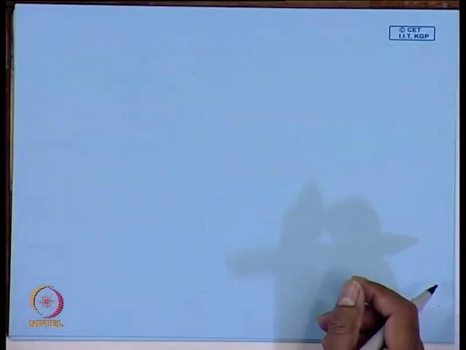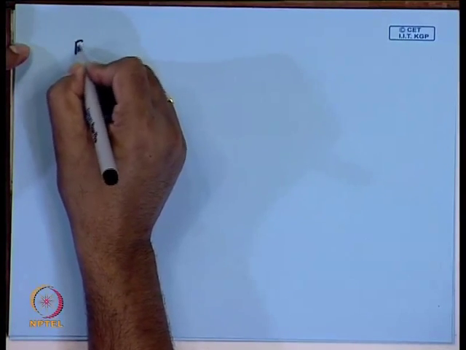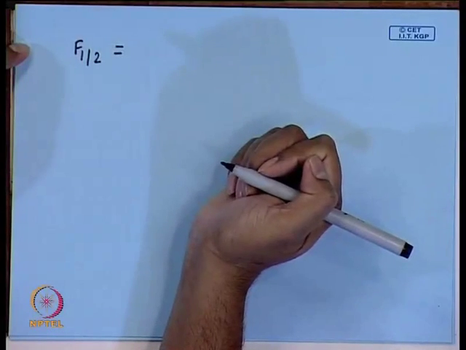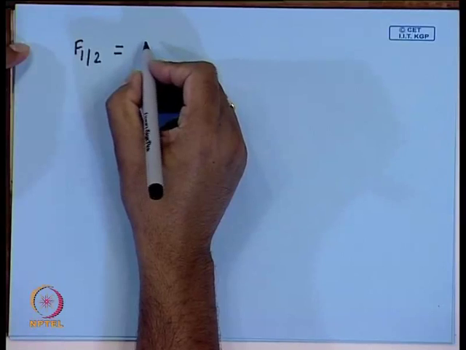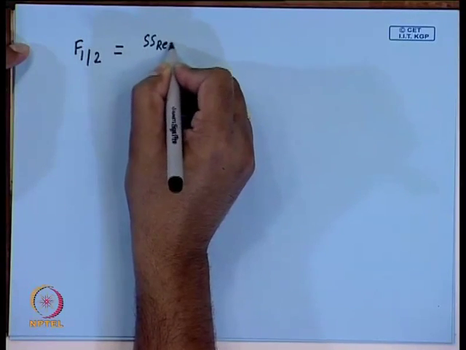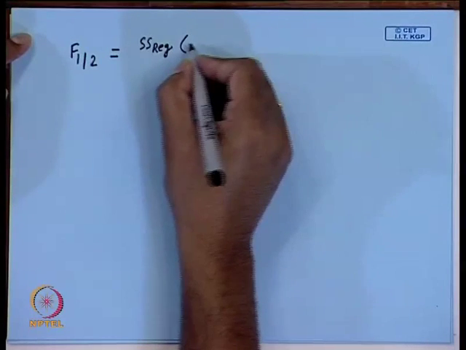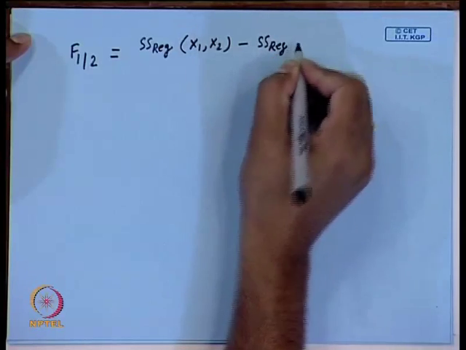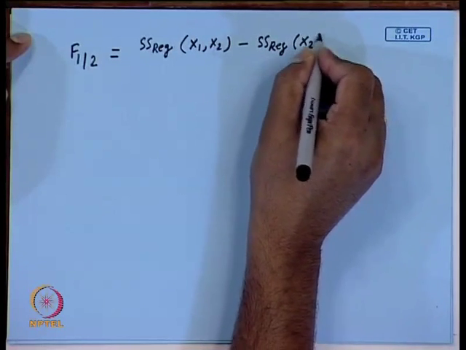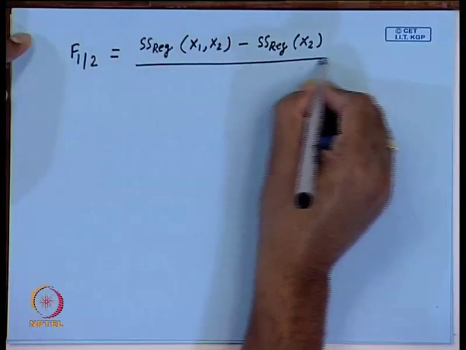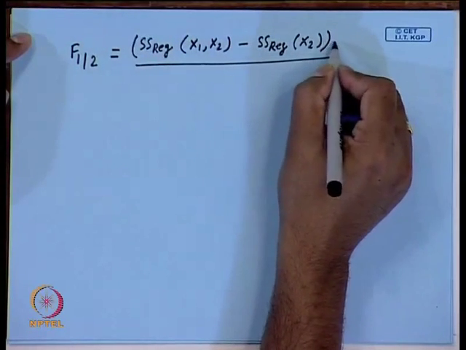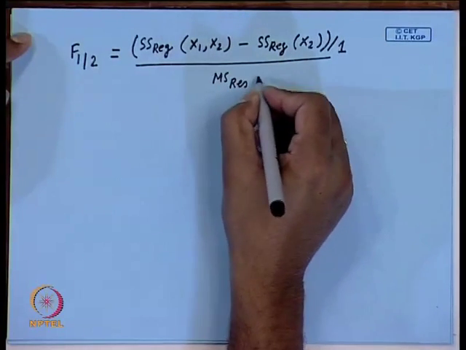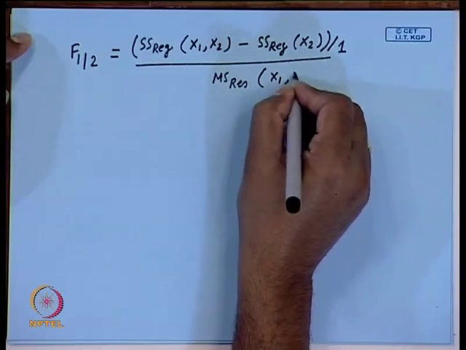This can be done like this: F12 is equal to SS regression involving x1 and x2 in the model minus SS regression involving x2 in the model, and this, divided by the degree of freedom which is 1, divided by MS residual for the model involving x1 and x2.